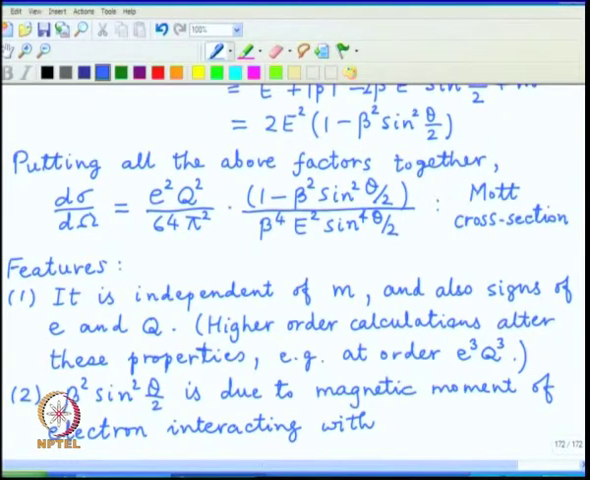If there was only the Coulomb field, we would just get the same answer as Rutherford got. In other words, if the electron did not have spin, this extra factor of beta squared sin squared theta by 2 would be absent.